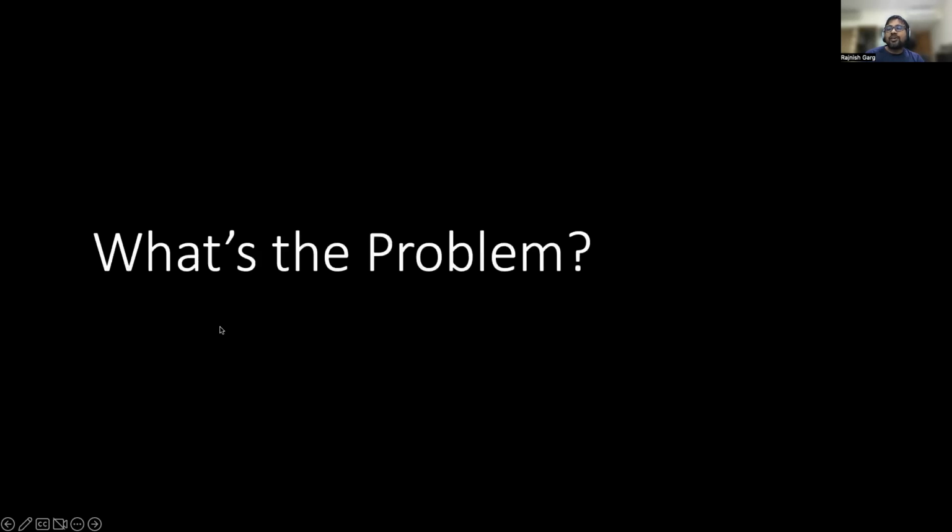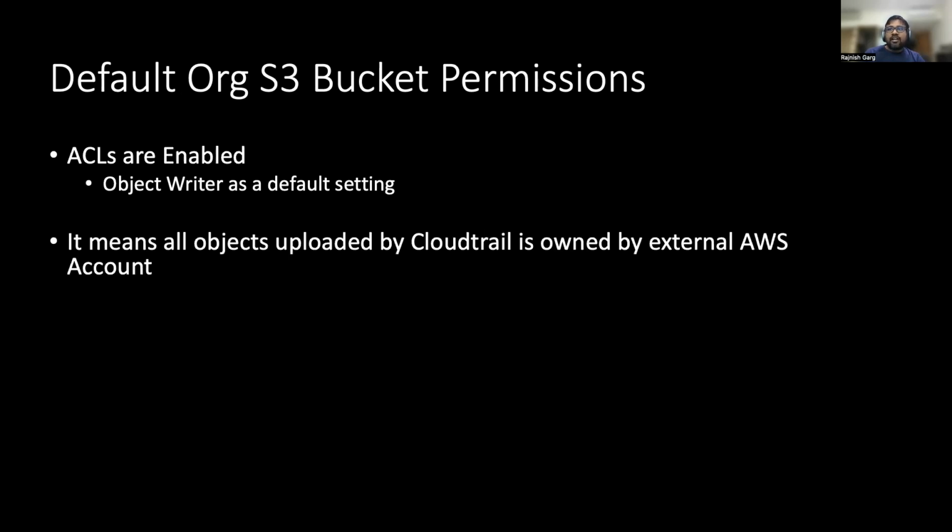So then the question comes, what's the problem? Where do we see the problem? Let's see. Whenever you are setting up an organization S3 bucket, what do the default settings look like? You will see the ACL, access control list, is always enabled. And within this access control list, you will see object writer as the default setting. What it means is that all the objects uploaded by CloudTrail are owned by an external AWS account.